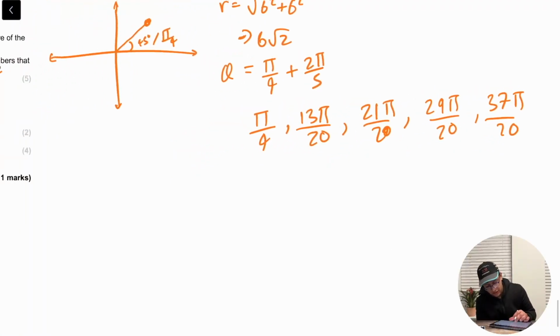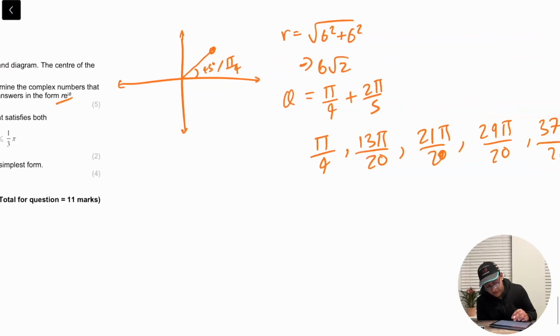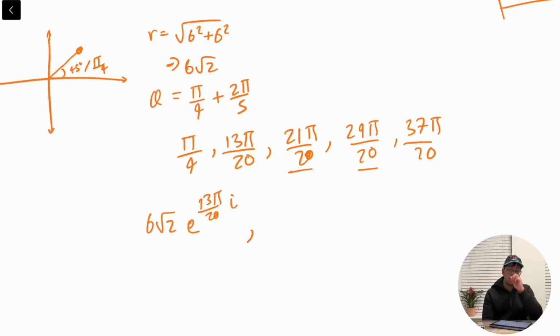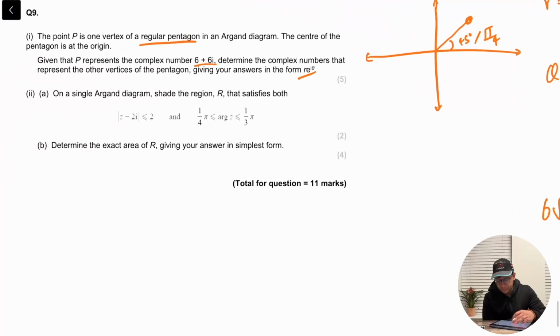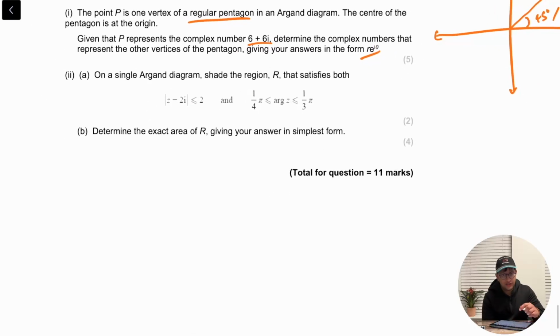So the official answers for this question, the other vertices, since we already have this one, are going to be 6 root 2 e to the 13 pi over 20 i, comma 6 root 2 and so on, and you get the picture. I won't write them all out. But that's going to be the solutions. That's not too bad for a 5 marker, I have to say. I've seen way worse. So if you get that on the exam, you should be chilling.